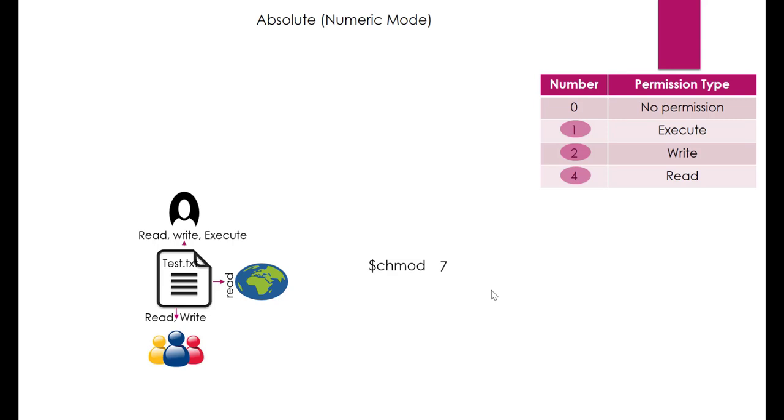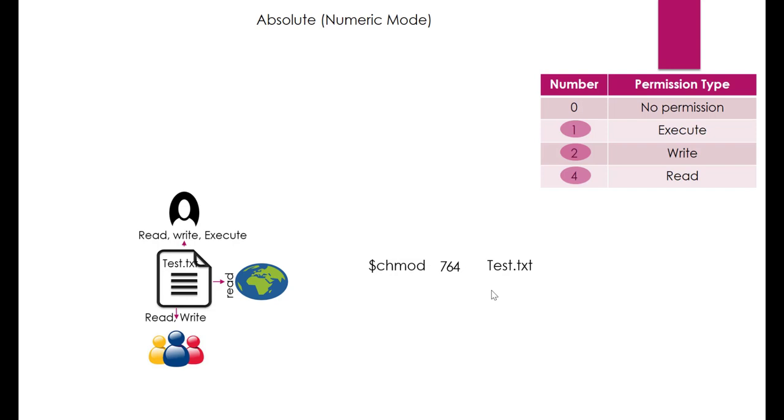Next we will set read, write permission for group. For that, the number would be 6. How? Read plus write, which means 4 plus 2. And next we are going to set the permission for other, which has only read permission. So the number for read is 4. We are going to set number 4 here. And then the file name followed by a space.